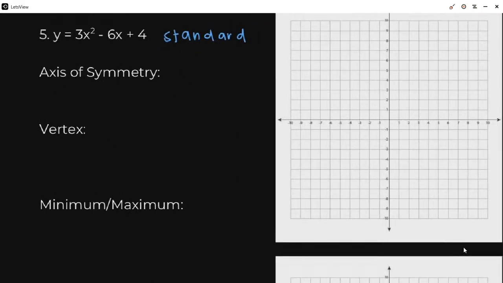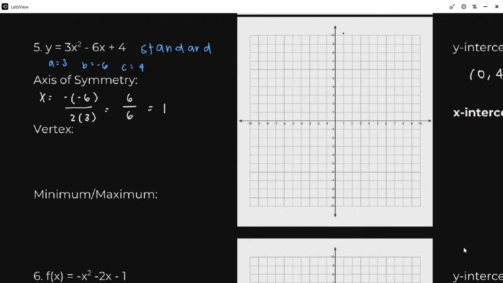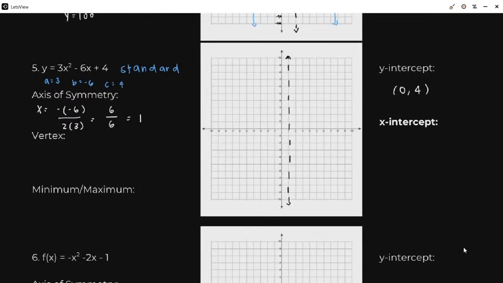And for the axis of symmetry, that's going to be negative b over 2a. So here a is 3, b is negative 6, and c is 4. So that'll be x equals negative b, which is negative 6, over 2 times a, which is 3. So that's 6 over 6, which is 1. So x equals 1 is our axis of symmetry. Okay, and we also know the y-intercept is at 0, 4.